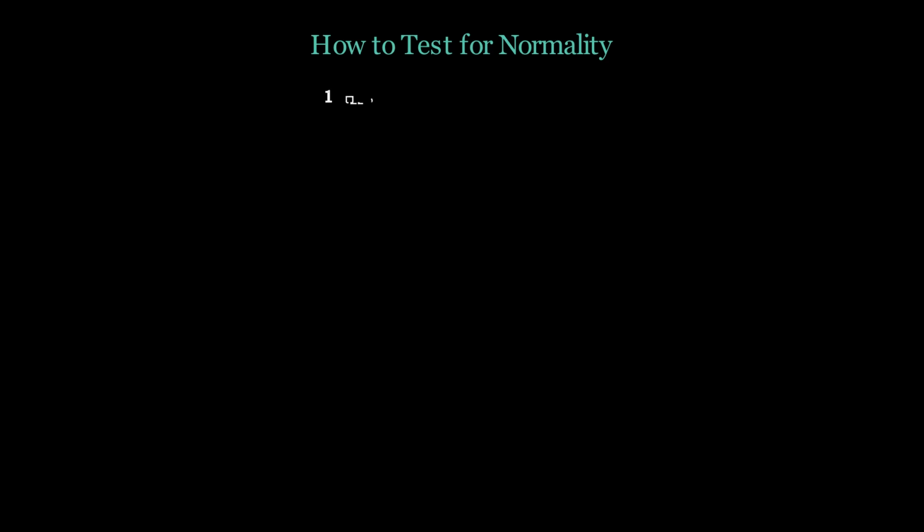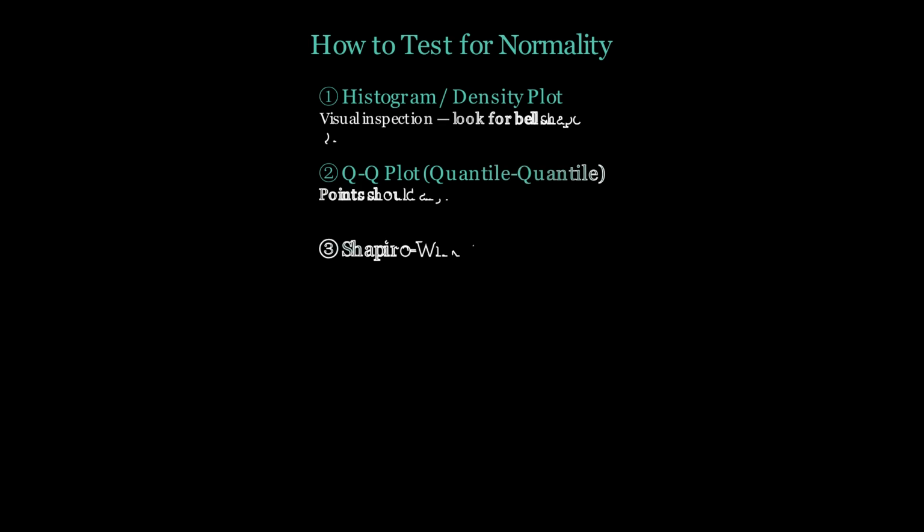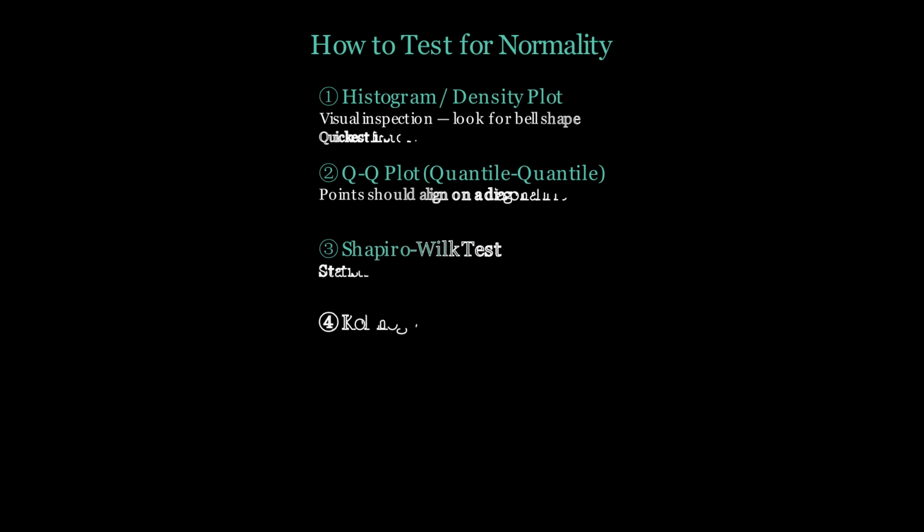Before assuming normality in your data, always verify it. Start with a histogram or density plot, a quick visual inspection for the characteristic bell shape. Then use a QQ plot. If your data is normal, points should fall along a straight diagonal line. Any curved pattern signals deviation from normality.